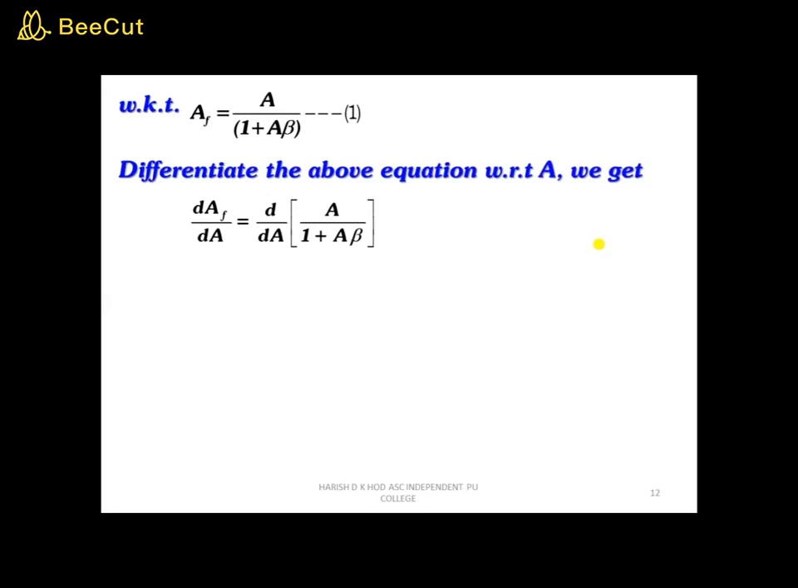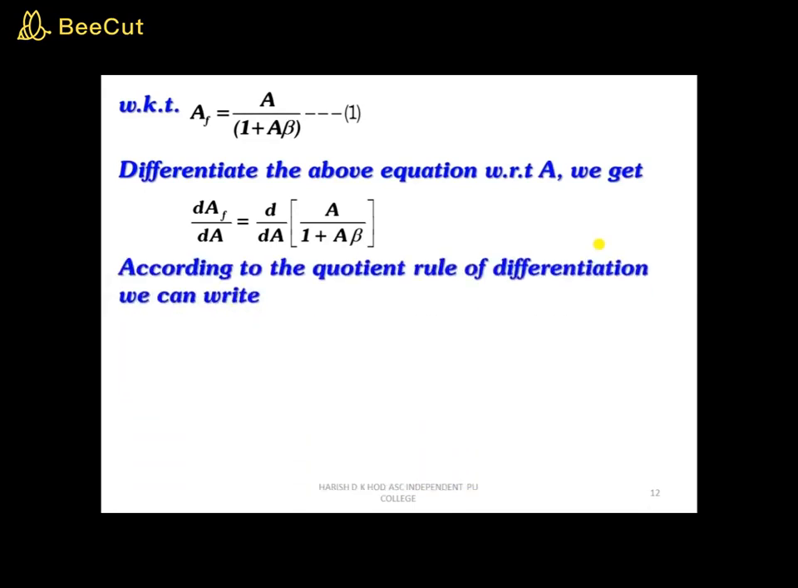Now children, if you look at this, it is in the d by dx of u by v format. Then we need to use a quotient rule to differentiate the given equation, right?